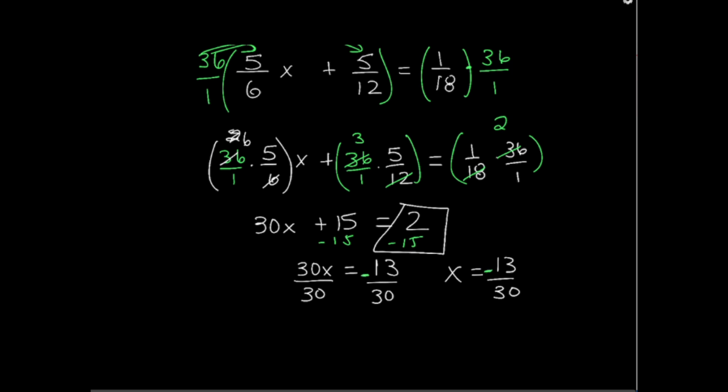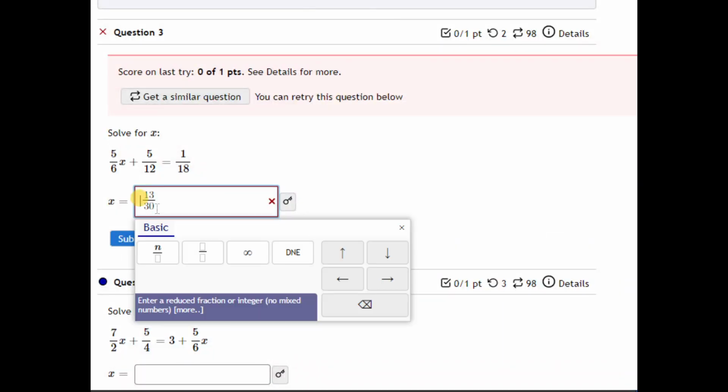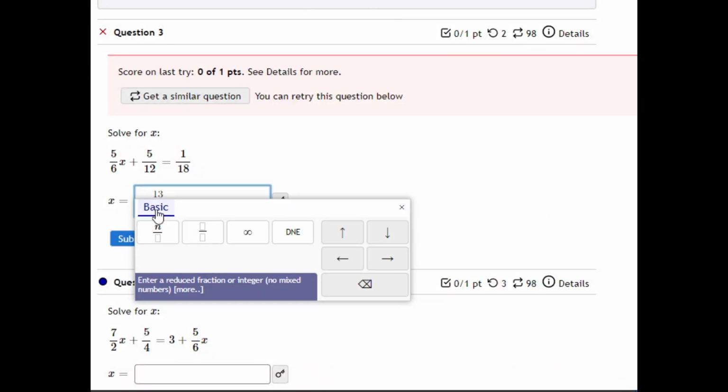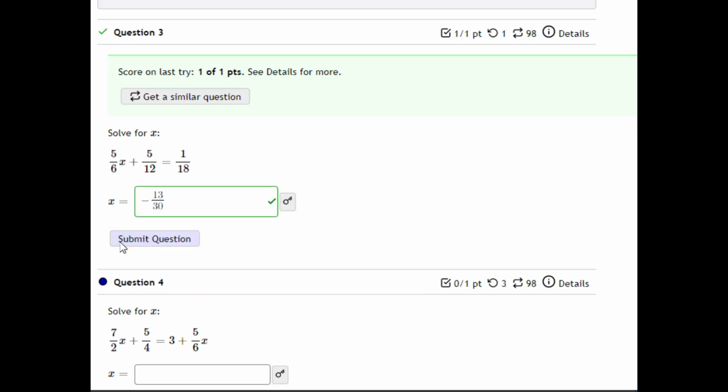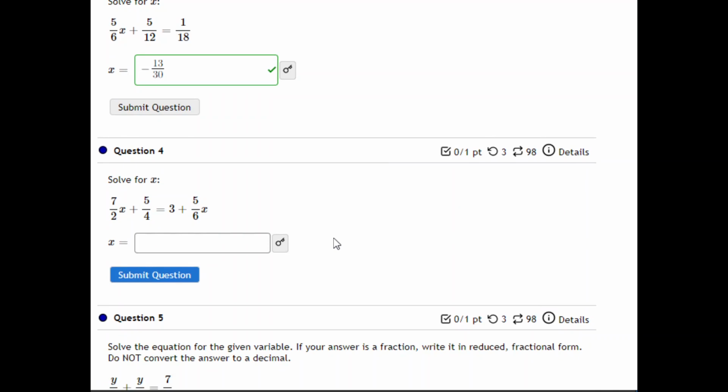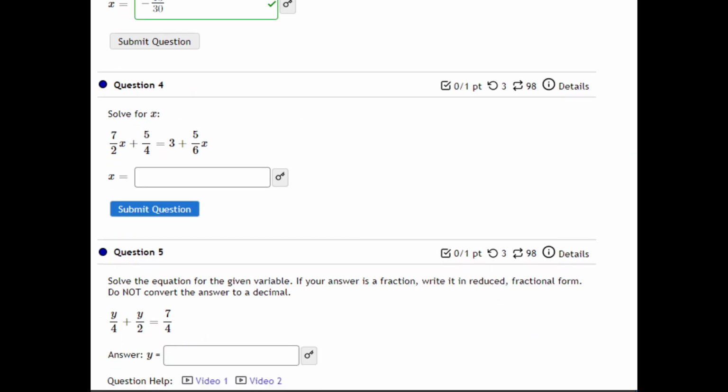Yeah, that means our final answer here is going to be negative 13 over 30. You can come back here and put in that negative sign. Now that should be perfect, and you are all set. All right, let's go ahead and take a look at the next equation that we have.